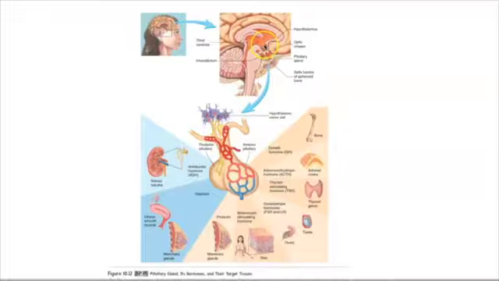Here's showing you the hypothalamus. Here are all the interneurons. Remember, the hypothalamus is gray matter. It is loaded with interneurons, and it is these interneurons that are controlling all these pituitary hormones. So a huge job.